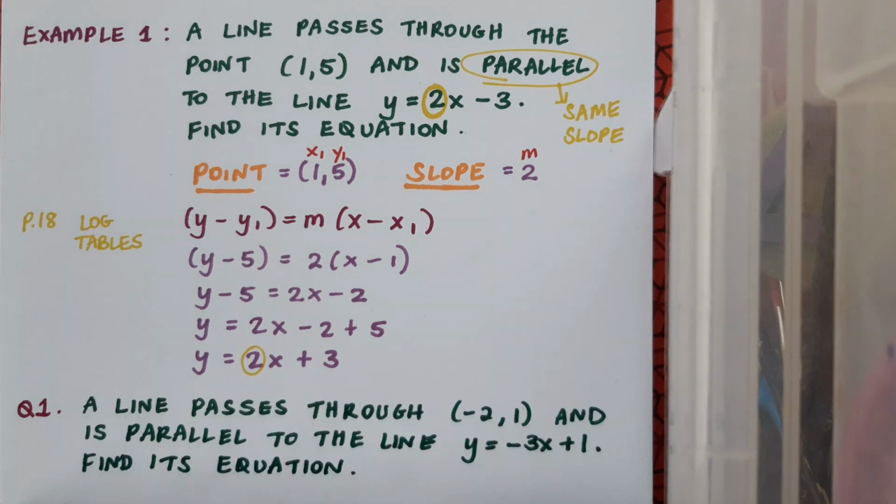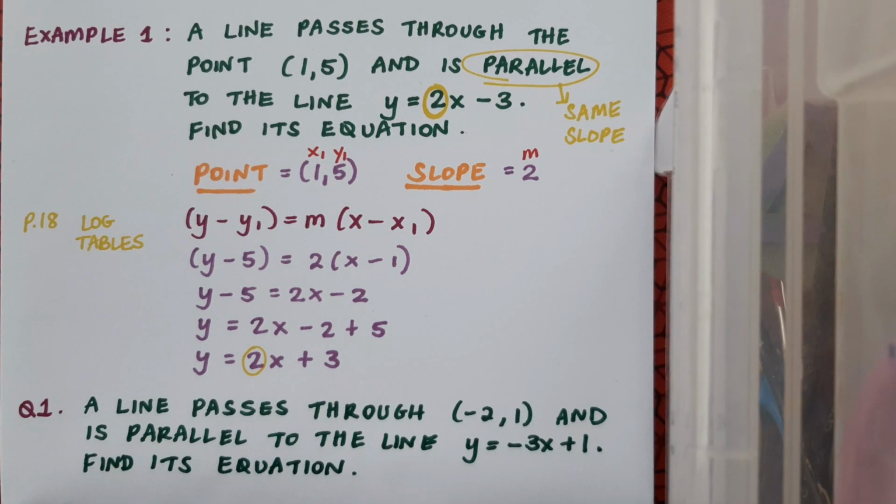Okay, so now a question for you. A line passes through (-2, 1) and is parallel to the line y equals -3x plus 1. Find its equation. Pause the video here while you complete the question and then play and see if you are correct.